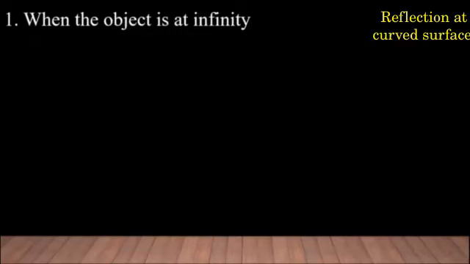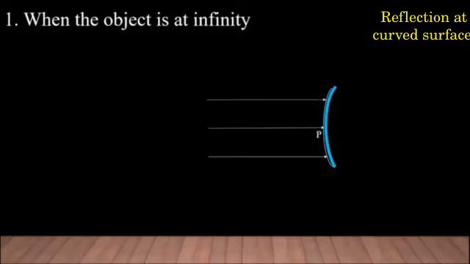So the first position, when the object is at infinity. Let us consider a convex mirror. This is the pole. Let us consider 3 rays which are incident on the convex mirror. So they'll get reflected, right? If we observe these reflected rays, they appear to come from a point on the principal axis, right? So hence, the image of an object which is at infinite distance is formed at the focus of the convex mirror, right?